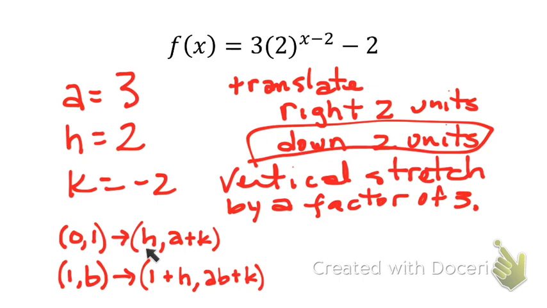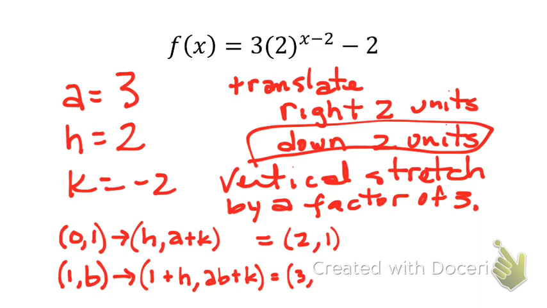So (0, 1) becomes (h, a plus k). Well, h is 2, and a plus k is 3 plus negative 2, which is 1. So that reference point would be (2, 1). And then (1, b) translates into (1 plus h, a times b plus k). So remember what h was. h was 2, and 1 plus 2 is 3.